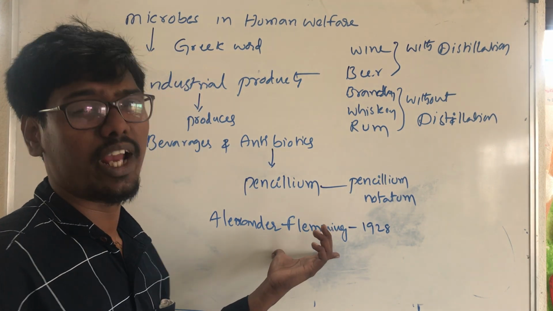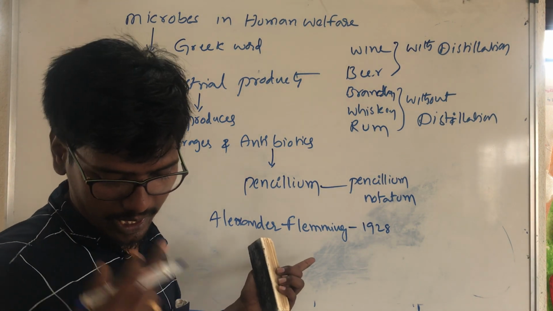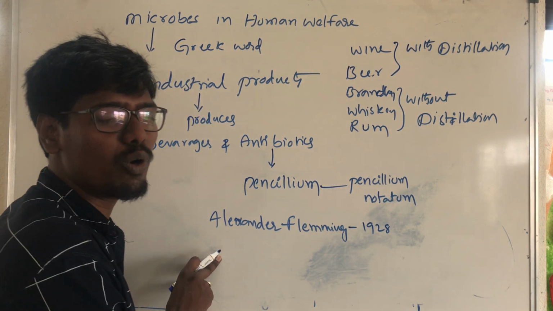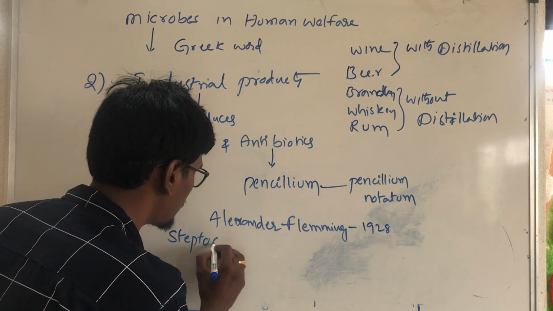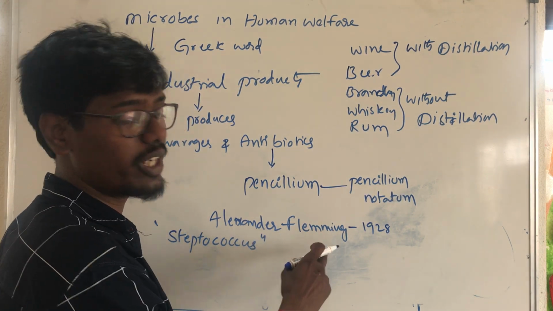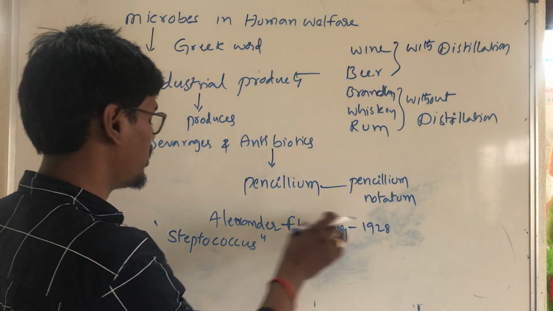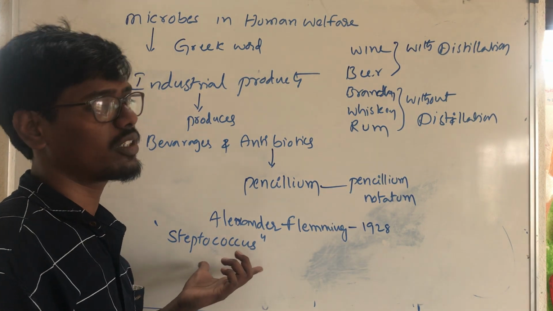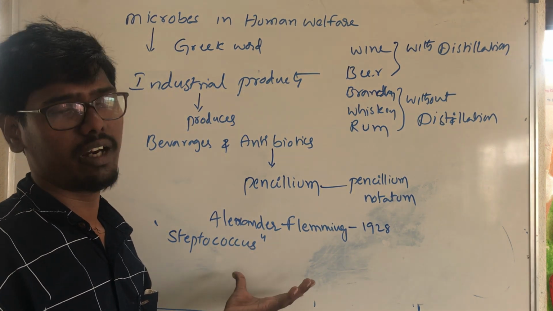He conducted one experiment in a petri plate, using the microorganism called Streptococcus. Alexander Fleming conducted the experiment in 1928 using which organism? Streptococcus. He observed that in the petri plate, the Streptococcus organism was not growing, not developed in the petri plate.